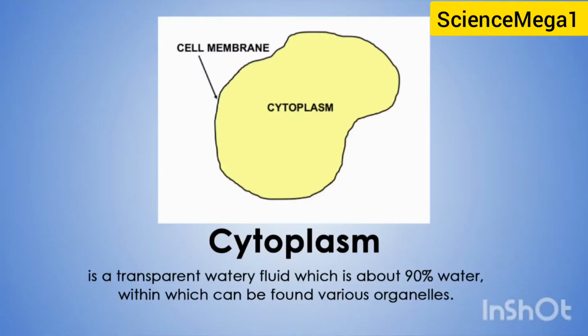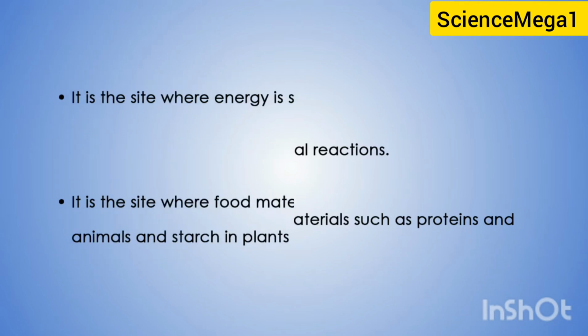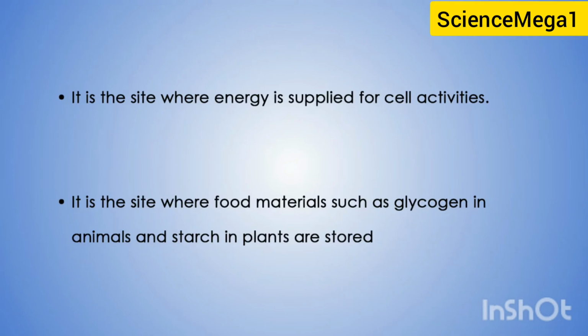Another structure found within the cell is the cytoplasm. The cytoplasm is a transparent watery fluid which is about 90% water, within which can be found various organelles. It houses the organelles. It is the site for many chemical reactions. It is the site for building up materials such as proteins and carbohydrates. It is the site where energy is supplied for cell activities. It is the site where food materials such as glycogen in animals and starch in plants are stored.